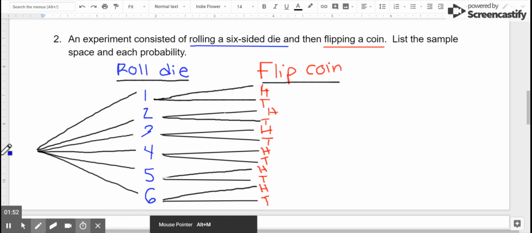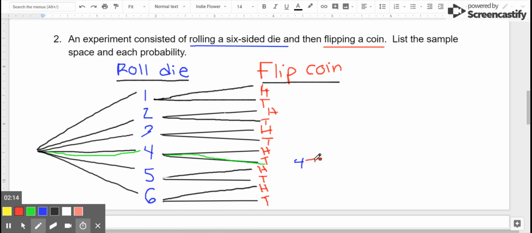Take a look at my probability tree. It shows all the possible outcomes of what will happen if I first roll a die and then flip a coin. For example, if I follow along this path, it means that I first rolled a 4 on the die and then flipped tails on the coin. I would list that outcome as 4T, meaning 4 tails.